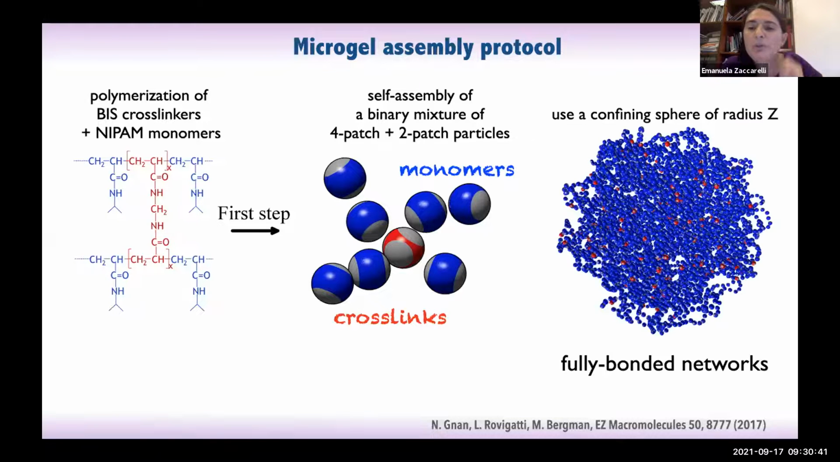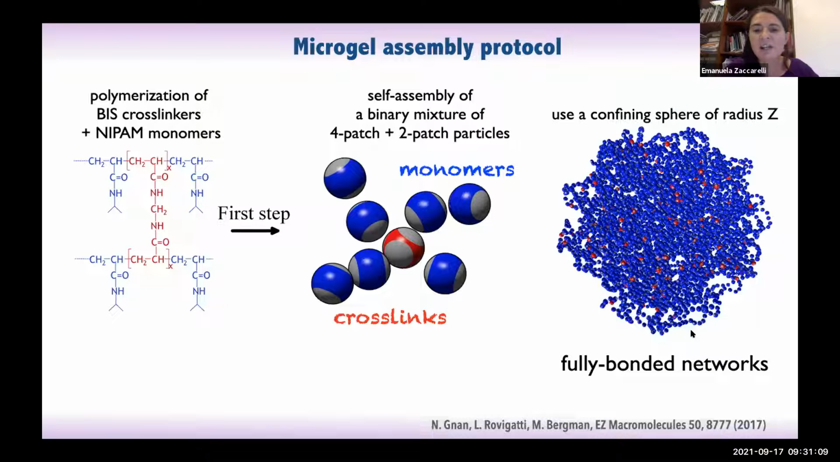And what we do is simple. We make them assemble in a sphere of radius Z, and by changing the radius of the sphere we change the internal density, and so the entanglement as well, of this network. And we use some tricks to let it assemble at low temperature, with this attractive patchy interaction, until we reach a fully bonded configuration.